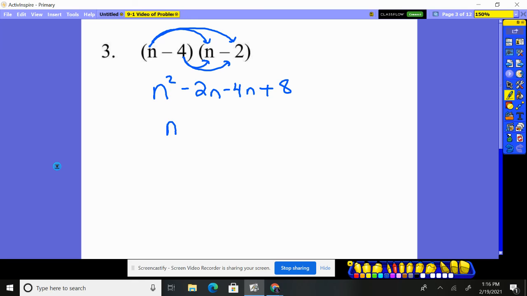The 2 center terms. So that's n squared. So the squaring's not showing up because our board is being a piece of garbage today. Now, what about that minus 2n and minus 4n? That's going to give us minus 6n. That's a squared. And then plus 8. There we have the first 3 problems.